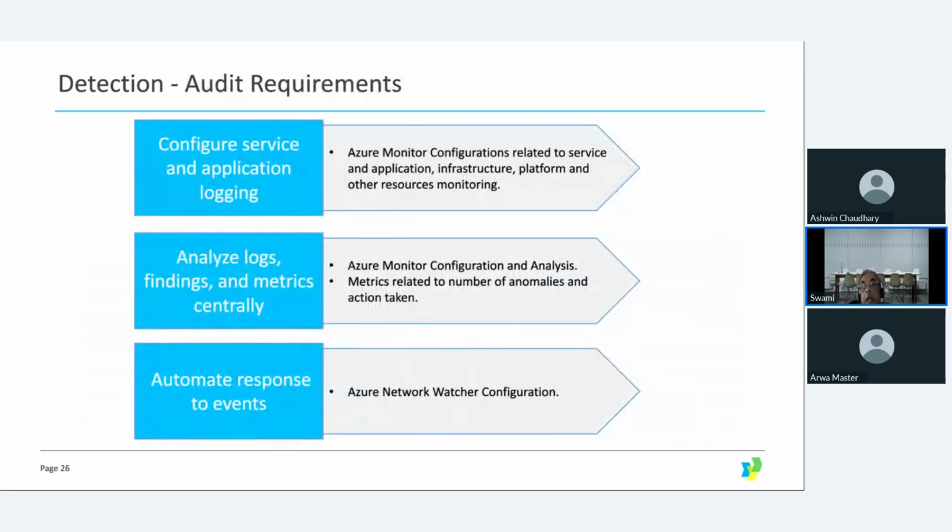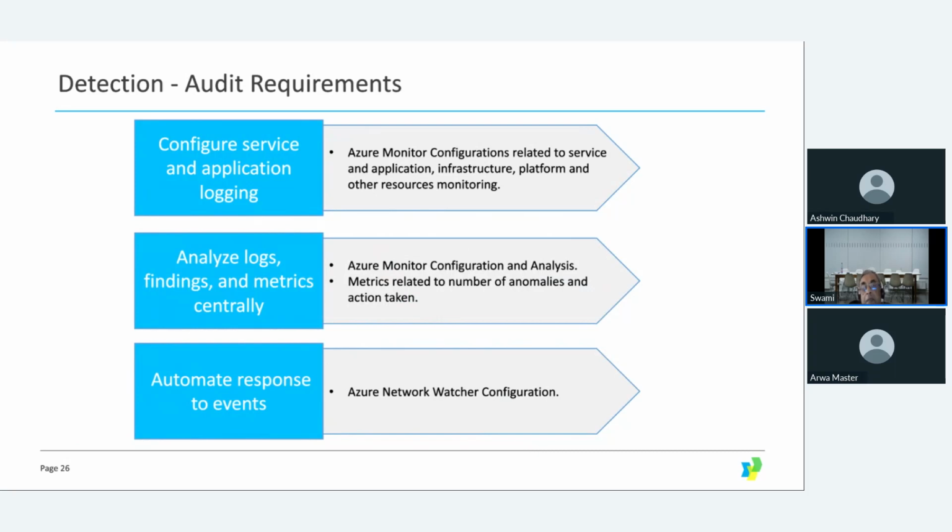We will be looking at the configurations that are there in your system, whether it is going to meet your application requirements or whether it is meeting the infrastructure requirements, platform, and other resource monitoring, whether this configuration is going to take care of all the aspects or not. And also we will be looking at the analysis part, what type of analysis is being done, and analysis reports, and also metrics related to the number of anomalies and the action taken for how many anomalies were left unattended, and where you need to come out with your action for meeting that alerts and things like that.